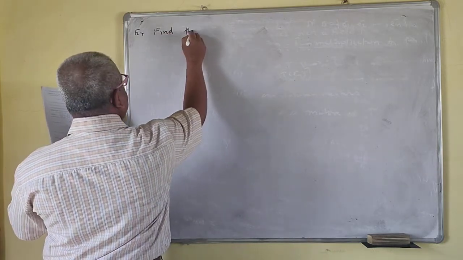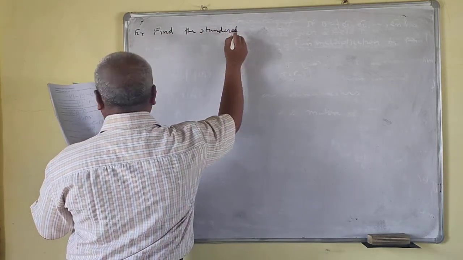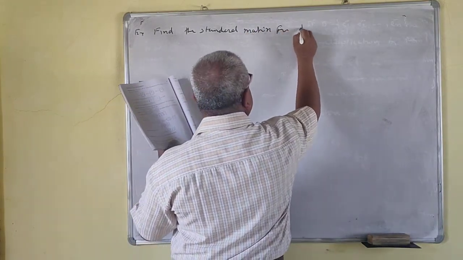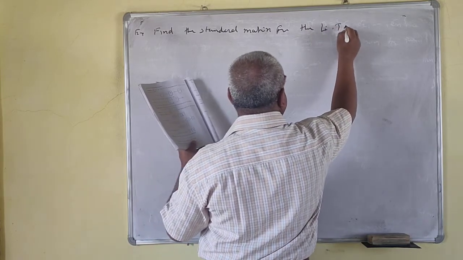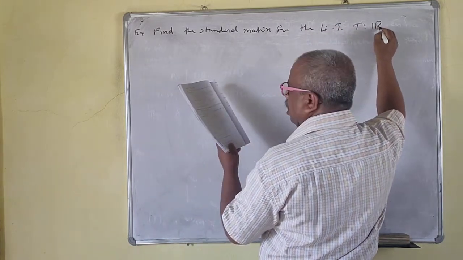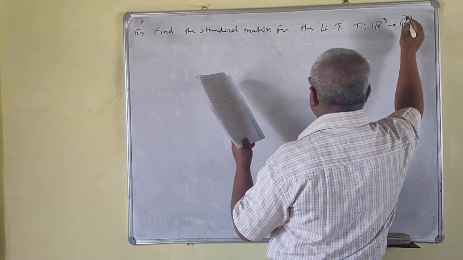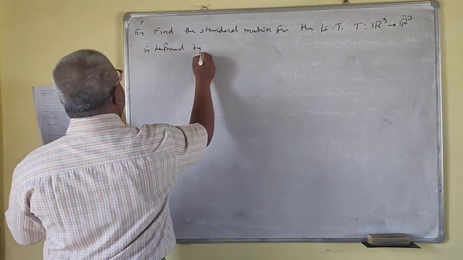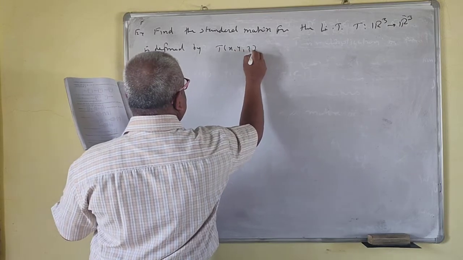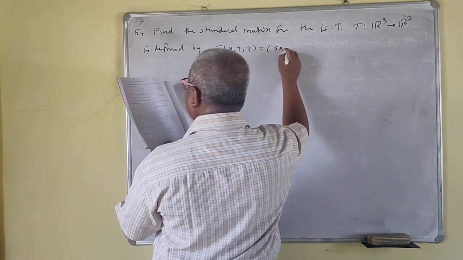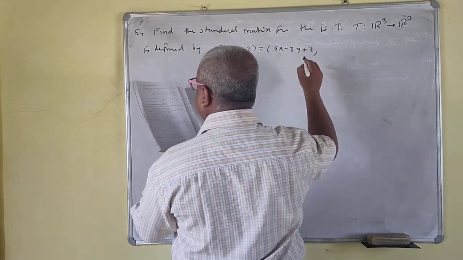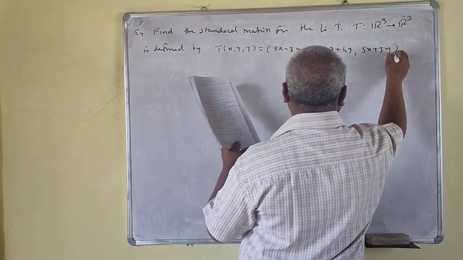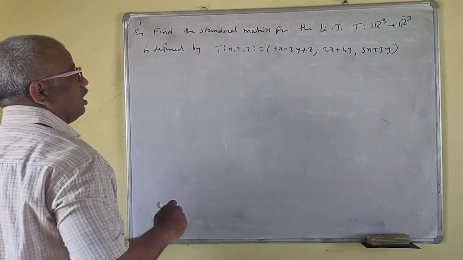Find the standard matrix for the linear transformation T from R3 to R3 defined by T(x, y, z) = (5x − 3y + z, 2z + 4y, 5x + 3y). Okay, so a linear transformation is given.